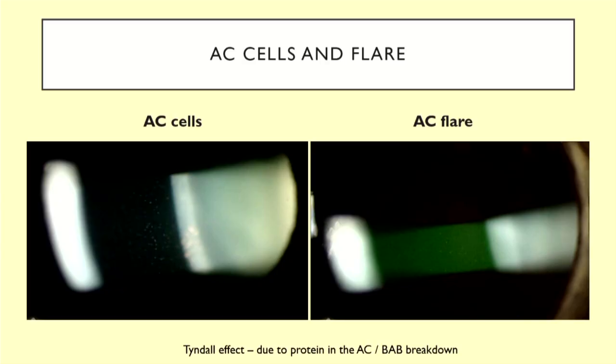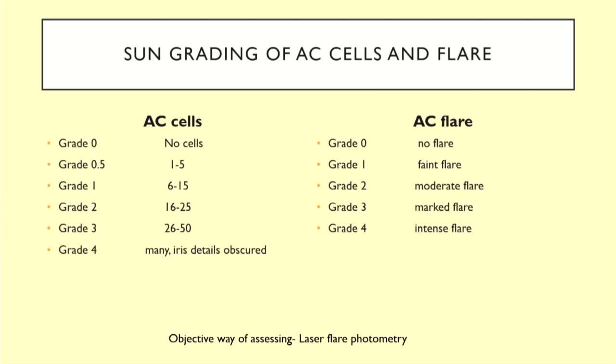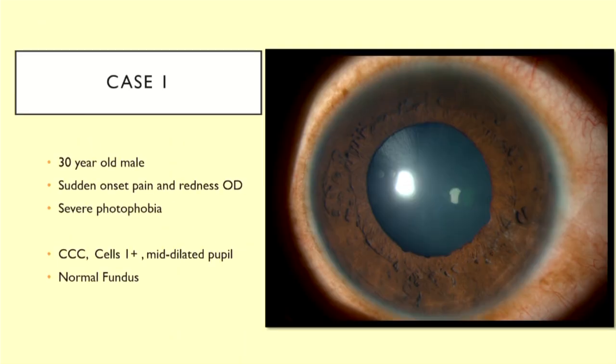As you all know, these phenomena are visible to you because the normally clear aqueous starts having the presence of cells or increased protein because of a breakdown of the blood aqueous barrier. The SUN classification also tells you how to grade AC cells and flare. This basically helps in prognostication. How will you say that this patient has improved with treatment or has worsened or needs adjustment in therapy? If you can grade it objectively with follow-ups, you can monitor the patient well. Laser flare photometry is another objective way of assessing the presence of flare.